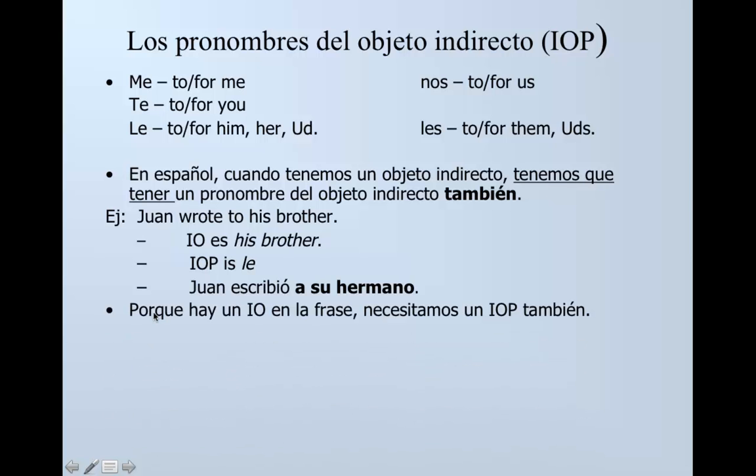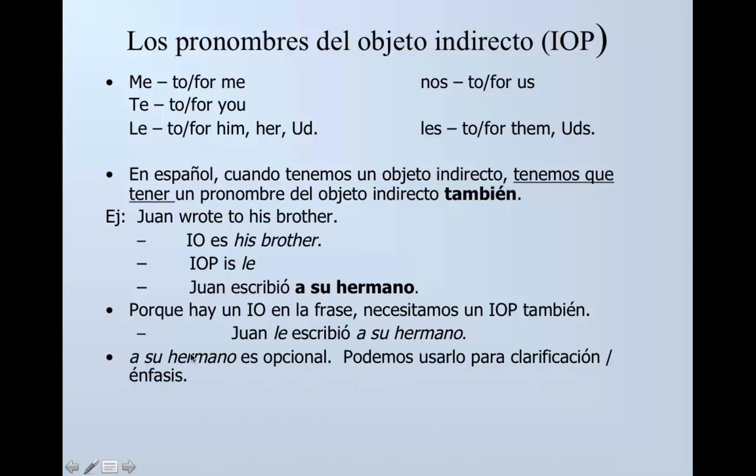So this just basically says, porque hay un objeto indirecto en la frase, necesitamos un IOP, un pronombre del objeto indirecto también. So because we have the a su hermano in our sentence, we must also have the indirect object pronoun: me, te, le, nos, les. So the correct way to say Juan wrote to his brother in Español would be Juan le escribió a su hermano. So to say Juan wrote to his brother, you would say Juan le escribió a su hermano.